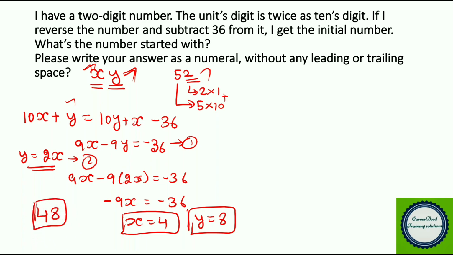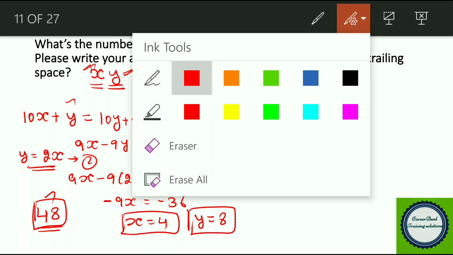The unit place is twice that of the tens place. When you reverse it, you get 84. So the difference between the initial number and the reverse number is 36. So the answer for this question is 48. So you have another shortcut to solve this problem, right? For your better understanding, I am erasing it and working it down.